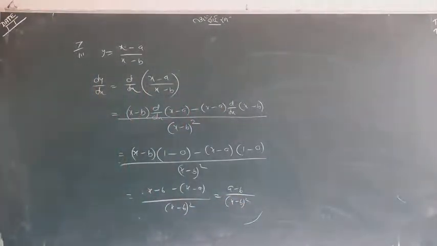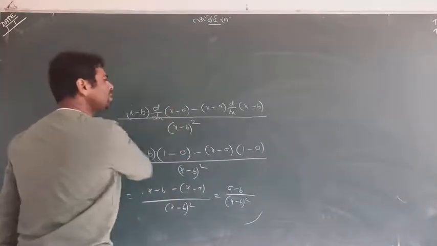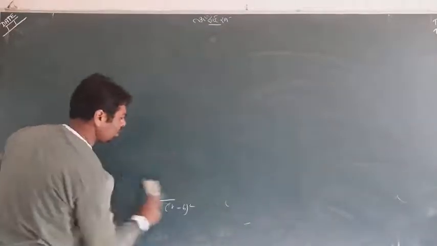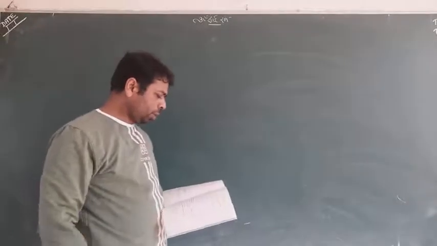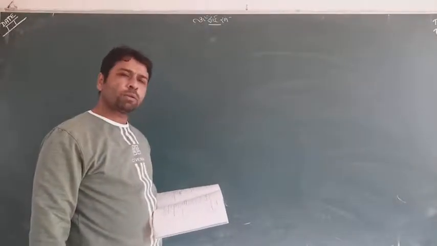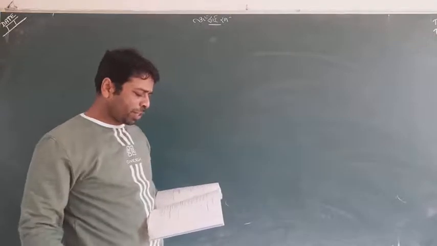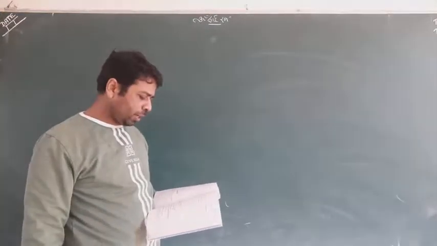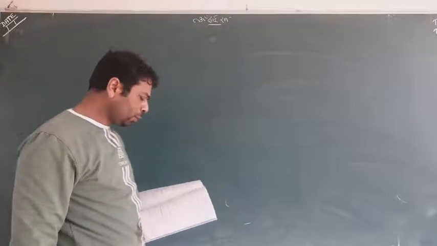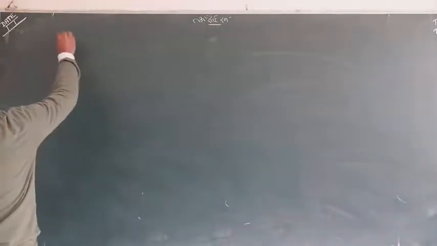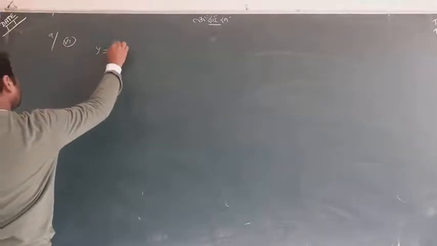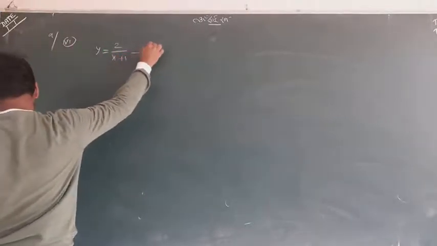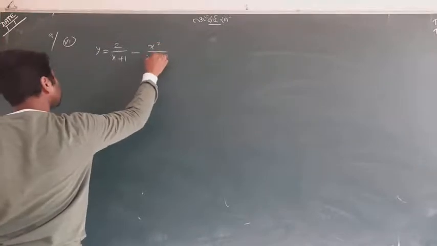So it was so simple, again I tell you. Nothing hard. Okay, now let me run this question. Done. More questions: question number 9. In question number 9, we have multiplication and division and so on. Suppose, from the 9th one, we have y is equal to 2 upon (x plus 1) minus x square upon (3x minus 1).